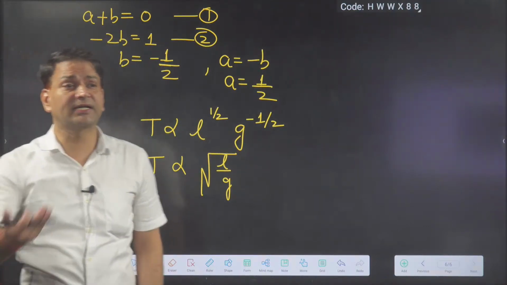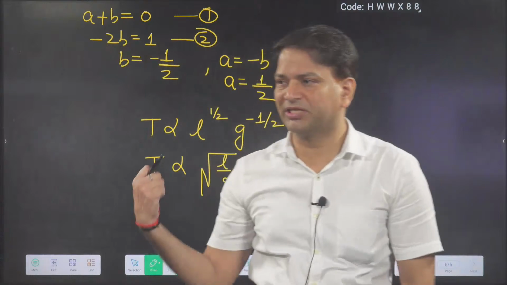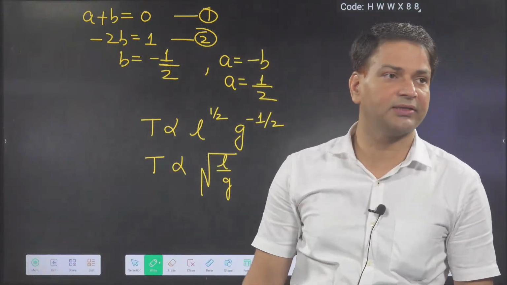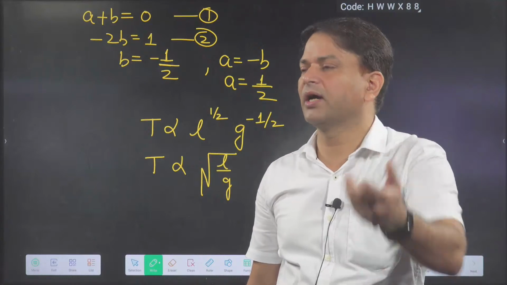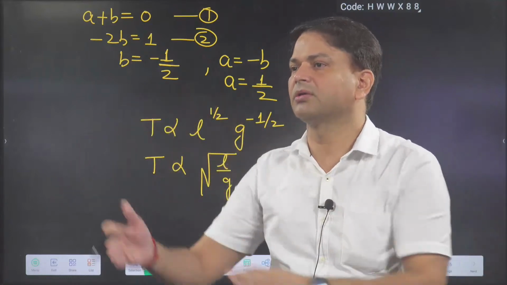So maybe you are thinking how they will ask the question in the NEET based on this concept. So they can say like this. Means they will ask about an unknown formula, and only say how this quantity depends on this quantity.